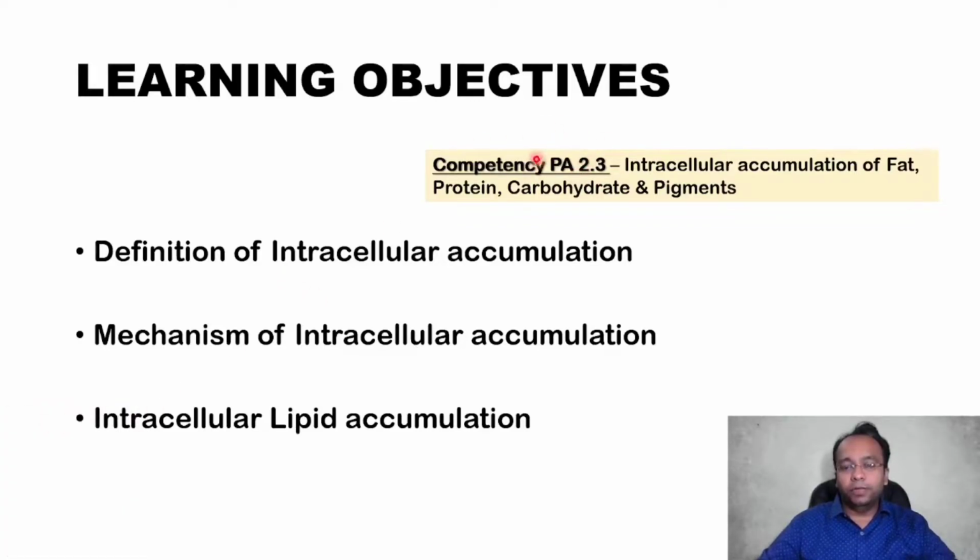It comes under the competency number PA 2.3, in which a student needs to understand the intracellular accumulation of various substances like that of fat, protein, carbohydrates, and the pigment. So we will understand the definition of intracellular accumulation. Then I will teach you the mechanism of the intracellular accumulation. And finally, I will teach you intracellular lipid accumulation. We will discuss the accumulation of protein, carbohydrate, and pigment in another lecture. And obviously, at the end of the lecture, I will discuss some MCQs.